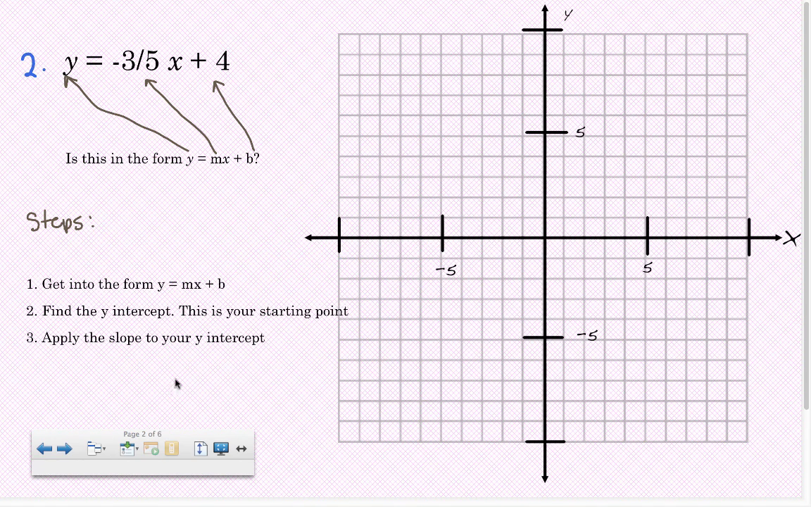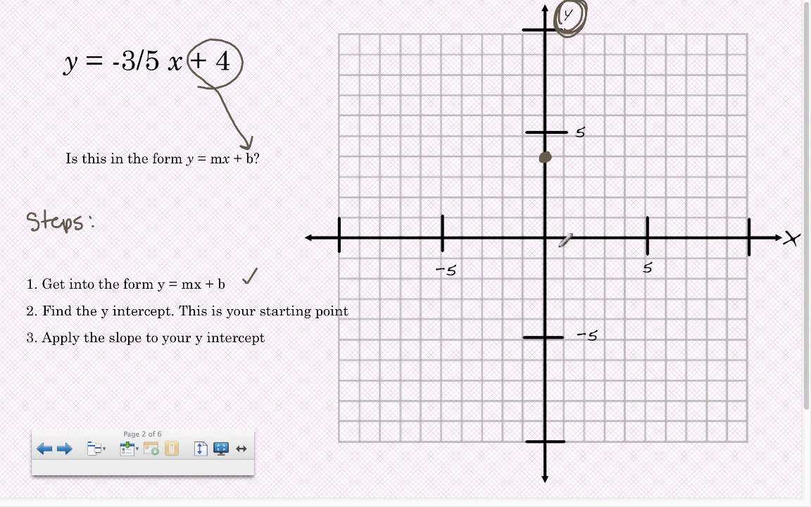We got it into the form y equals mx plus b. It was already that way. Find the y-intercept. All right, so let's clean this up. And I know my y-intercept is this right here. It's b. And notice it says positive 4. So I'm going to go to the y-axis, and I'm going to go to positive 4, and I'm going to put a dot right there.